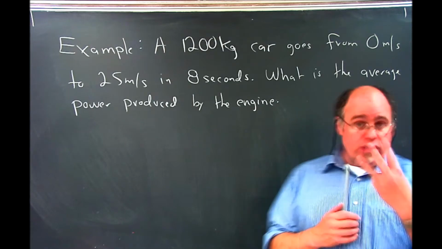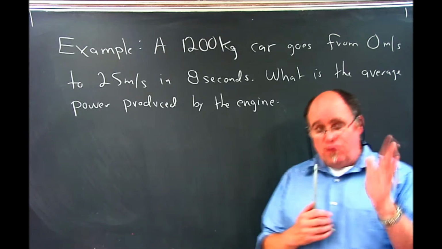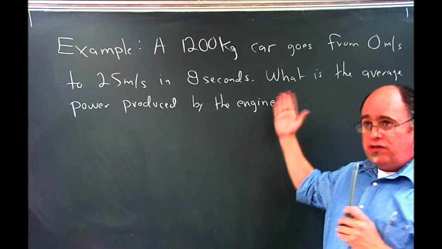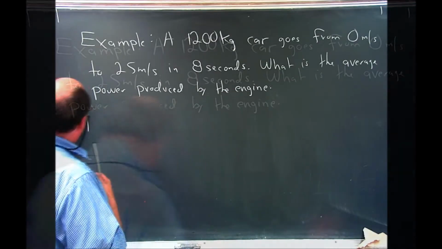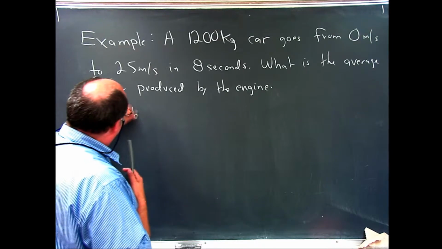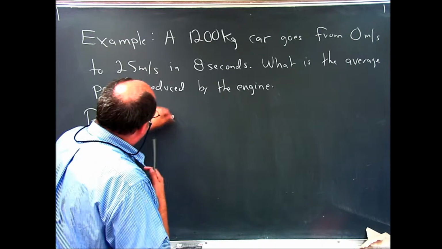So you have 3 choices. You can use any of the formulas we've been talking about, because if they don't mention friction, it's not there. So one of the formulas would be this. Power equals the work done over the time.